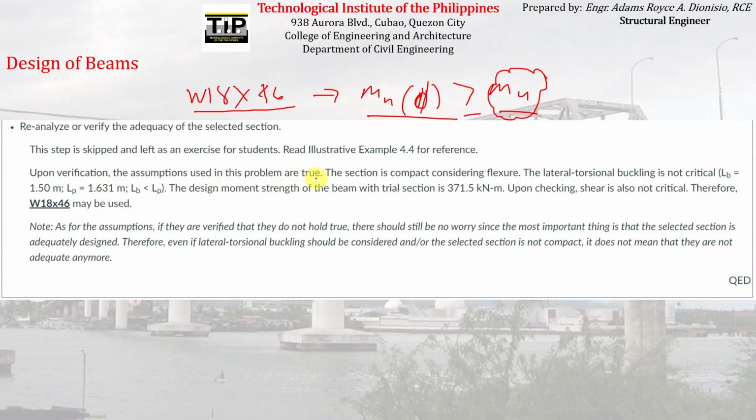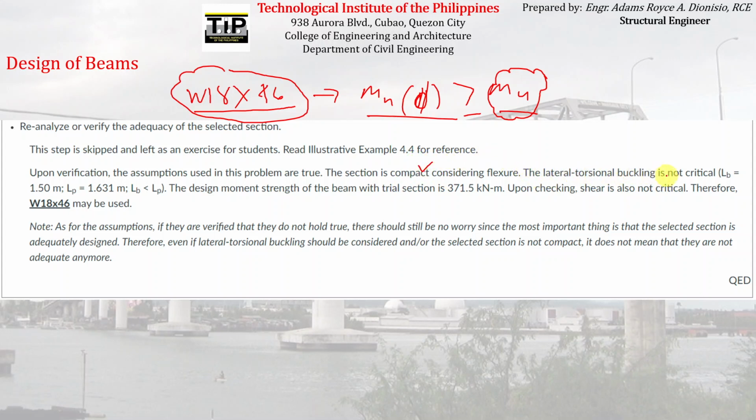Okay, yung mga in-assume natin kanina. The section is compact considering flexure. You can actually check this for compactness, and if ever you check that, you can see that the section is really compact, which is what we have assumed in the first place. Okay, check tayo dyan sa assumption na yun.